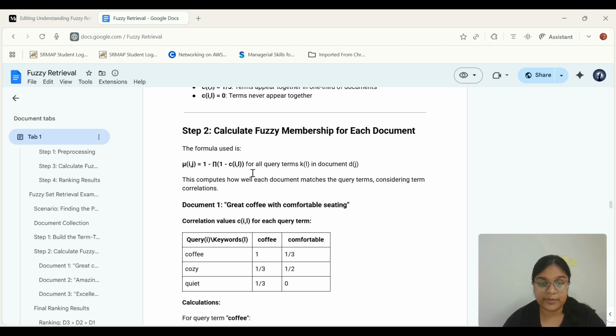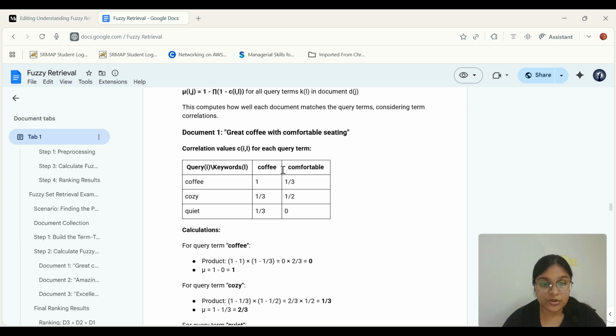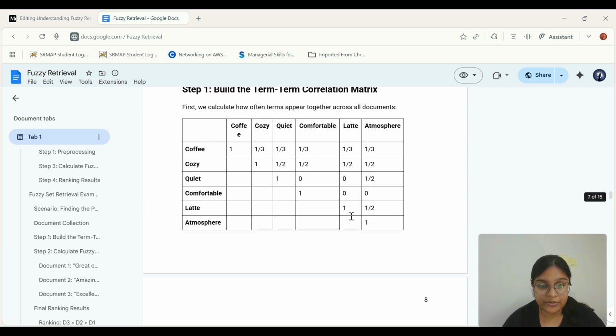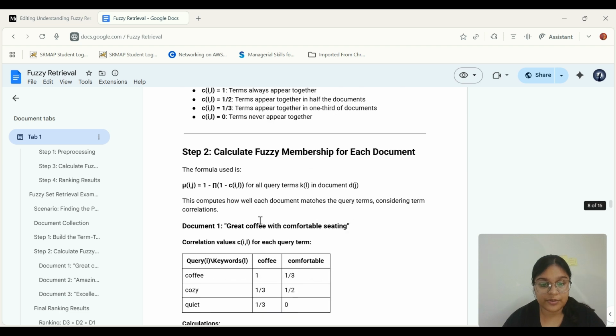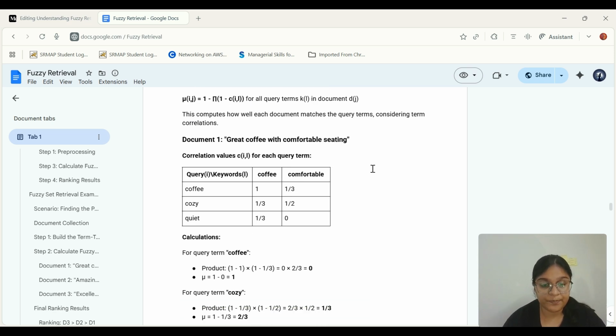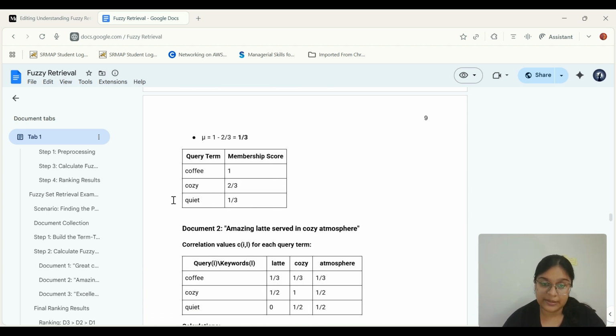So this is the formula which we'll be using, and our document is great coffee with comfortable sitting. So this will be our membership values which we will get after using this query. And here are the calculations, like if we want to find for 1 minus 1 into 1 by 3, 1 minus 1 by 3, which we found from the before matrix. We will just minus these terms from these terms, and we can find for query term coffee how many times it is appearing in our query. So similarly for cozy and quiet we will do, and similarly we will calculate the membership score.